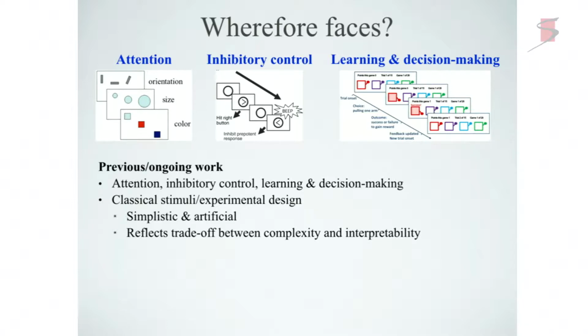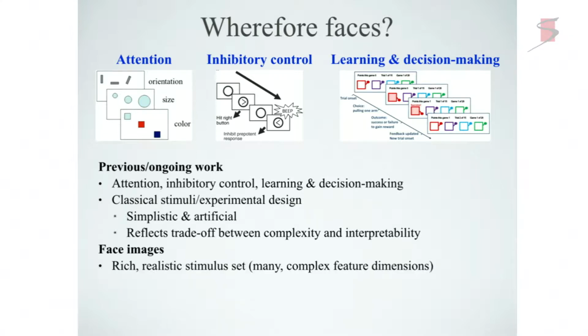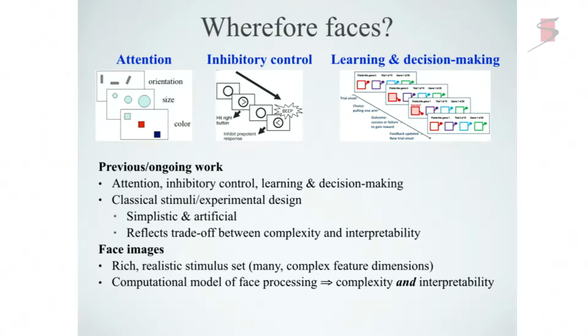But the downside is that we don't have much complexity. And to me, if you want to understand the full complexity of human intelligence and how the brain works, then we need something a little more complex. And so face images represent a nice compromise between complexity and interpretability, because they're rich and realistic. They're important for real-life processing and interactions. And with the help of modern computer vision and machine learning, we can actually have models-based processing that allow us to have a cake and eat it too.